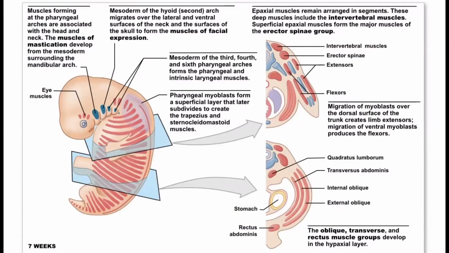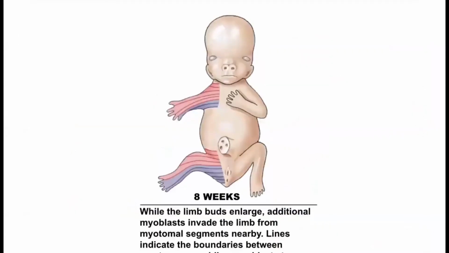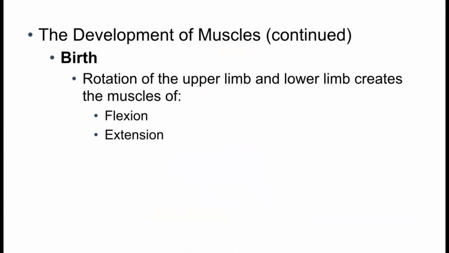Okay, so here's another diagram showing the exact same thing. You have your extensor muscles and your flexor muscles developing. Okay, at 8 weeks, you can see your flexor muscles and your extensor muscles as they start to develop. Okay, at birth, rotation of the upper limb and lower limb creates the muscles of flexion and extension we just talked about.